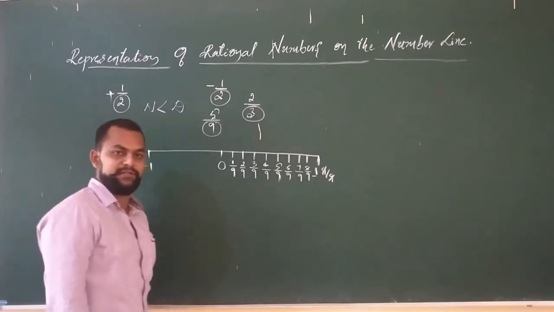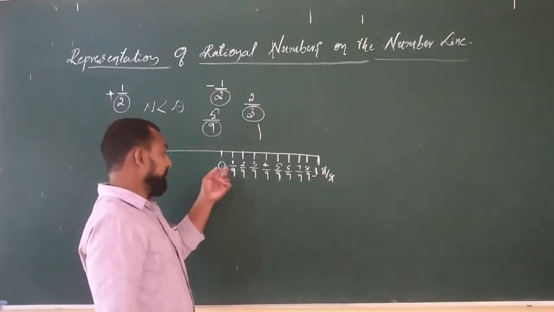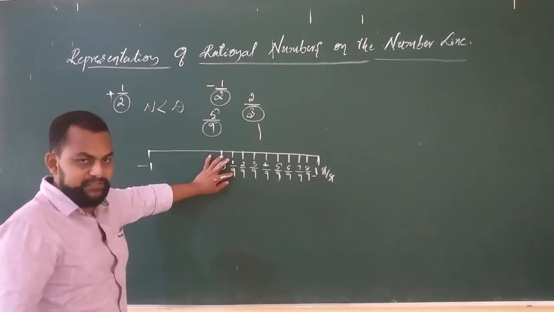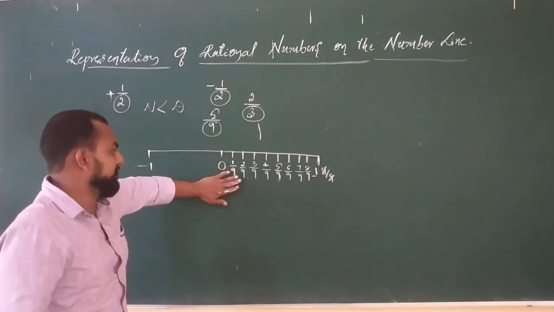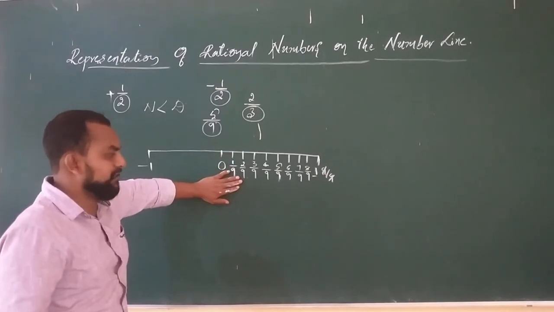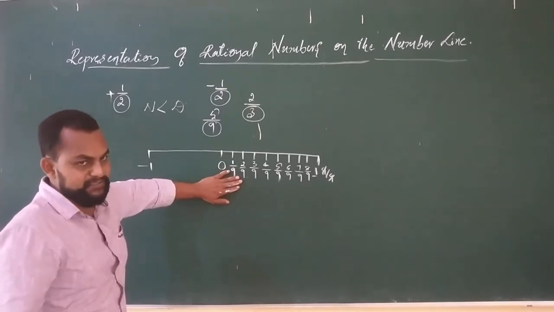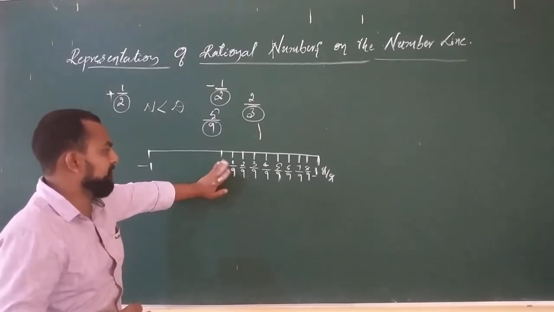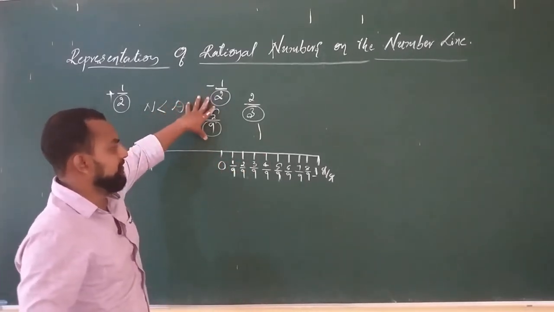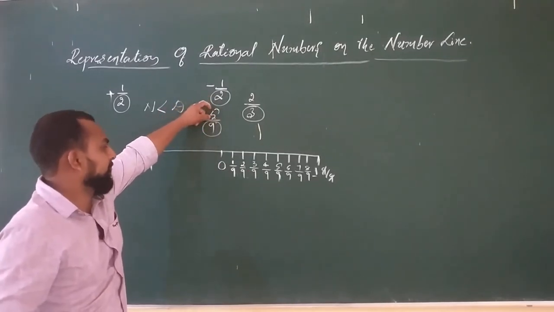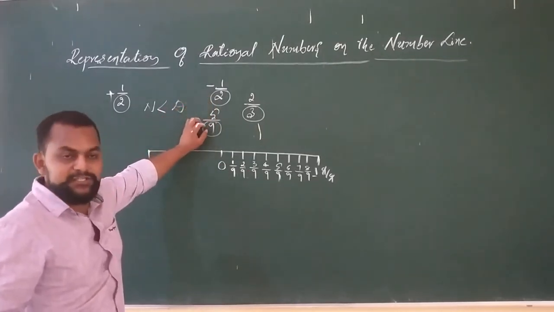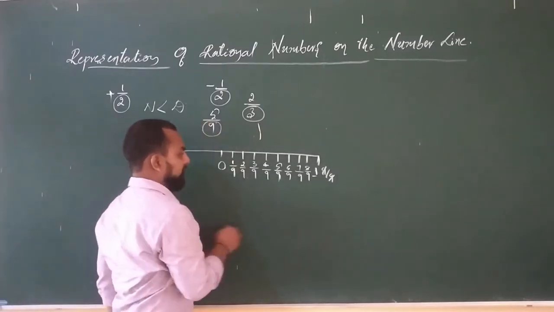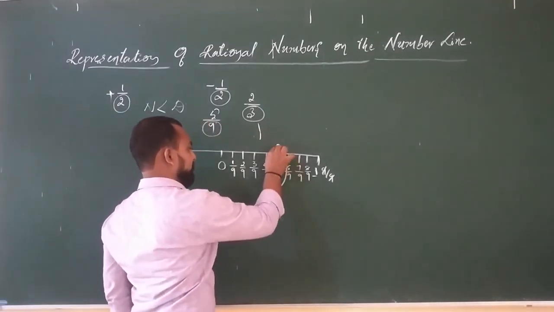9 by 9 means 1. Then only consider here how many parts? 9 parts. The denominator indicates the number of equal parts, and this rational number lies between 0 and 1 because the numerator is smaller than the denominator. Here it is 5 by 9.